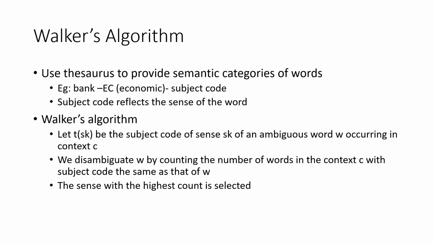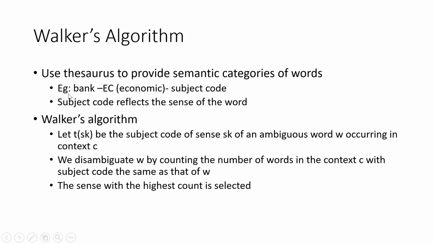And what is done is we use a thesaurus to provide semantic categories of words. So we are using a thesaurus like WordNet. We have talked about WordNet earlier also. It is a dictionary which contains not only meanings but also the relationship between words. Hyponym, synonym, all those relationships are also maintained. And in such a thesaurus, we'll have the semantic category of the words.